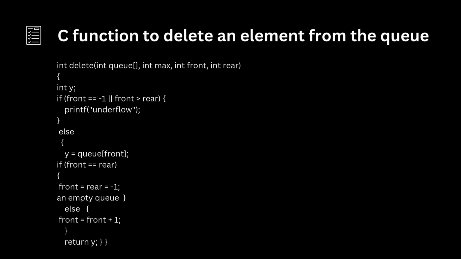Now let us write a C program to implement a queue using array. This line includes the input-output header file stdio.h. It provides functions like printf and scanf for input and output operations. This line includes the standard library header file stdlib.h. It provides functions like malloc, free, and exit.